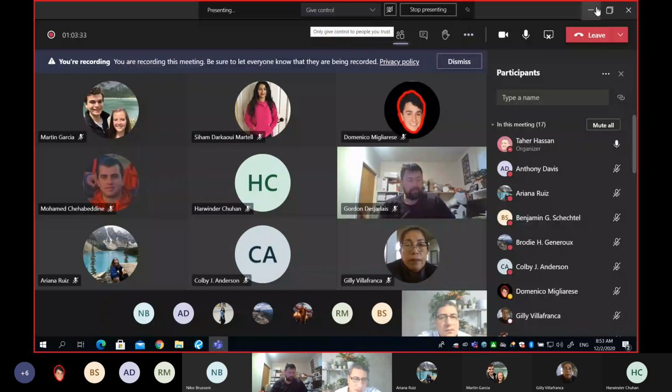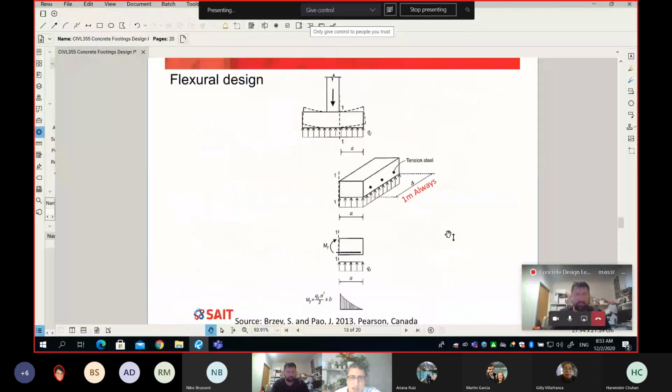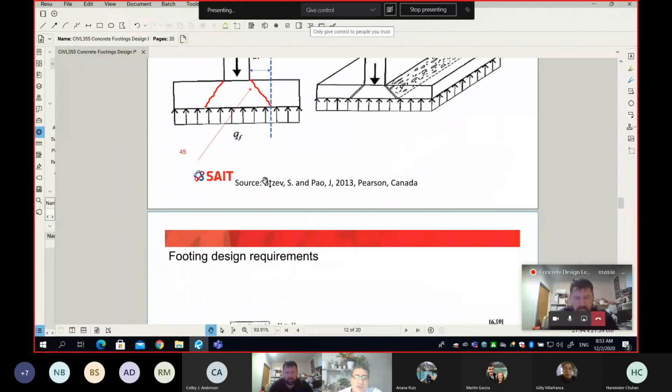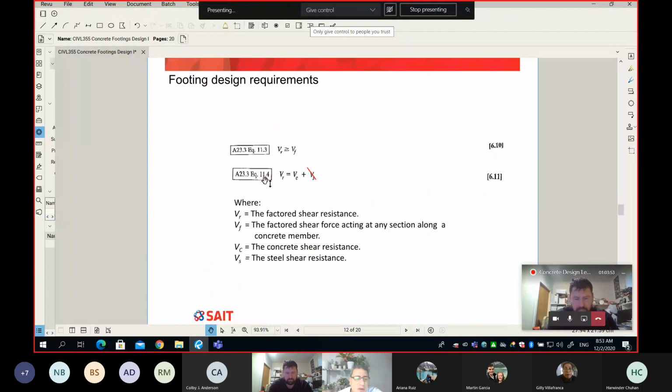So here is the spread footing that we're trying to design, strip footing. And just before the break, I was trying to show you where is the critical section for shear. Okay. Then if we proceed, when in shear design, what are we trying to do?